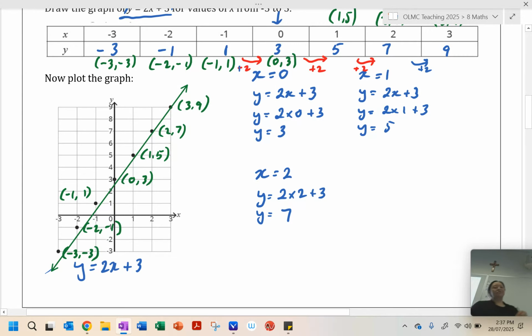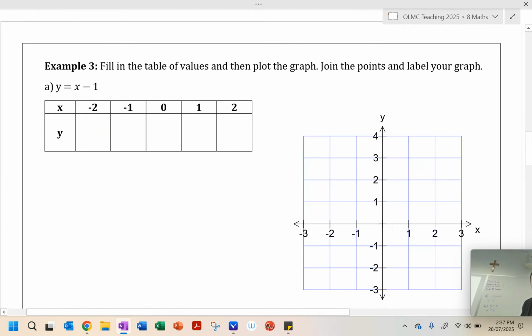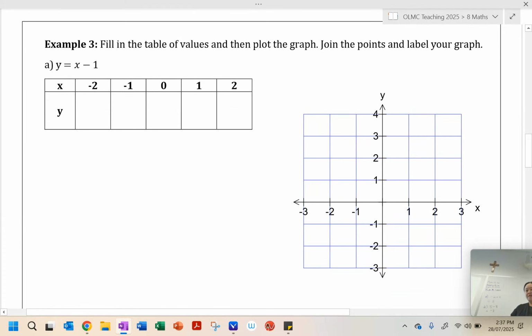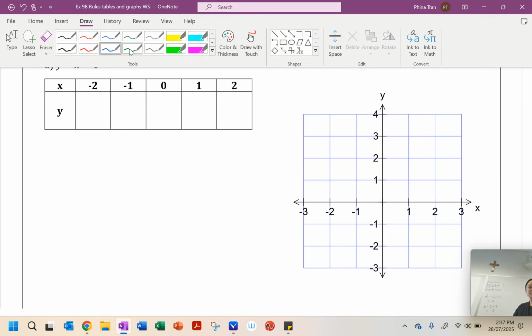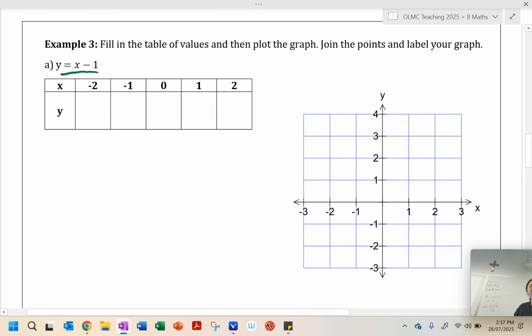Okay, so next thing, this is not over your page, but over my page. Fill in the table of values, then plot the graph, join your points, and label your graph. So let's start by filling in the table of values. So this is our equation, y equals x minus 1. Again, pick 0. Start with the 0 because it saves time. So when x equals 0, y equals 0 minus 1. So y equals negative 1. So put negative 1 in there.